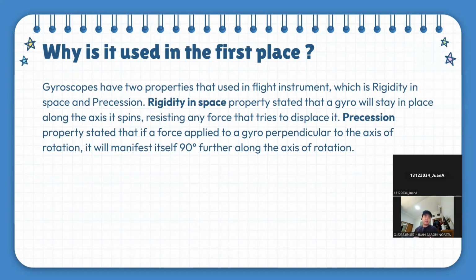Precession is a property stating that if a force is applied to a gyro perpendicular to the axis of rotation, it will manifest itself 90 degrees further along the axis of rotation.